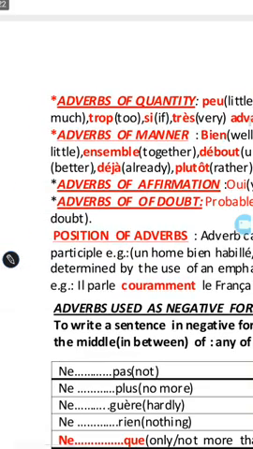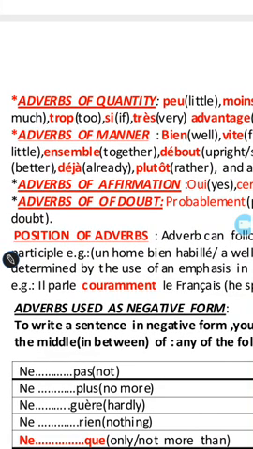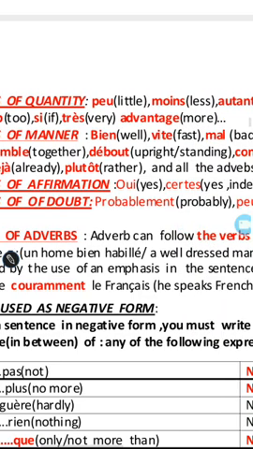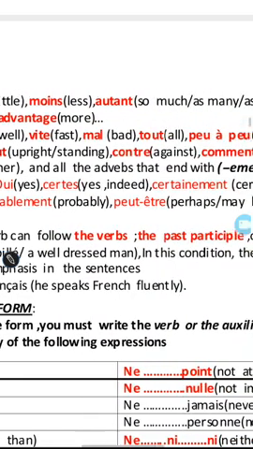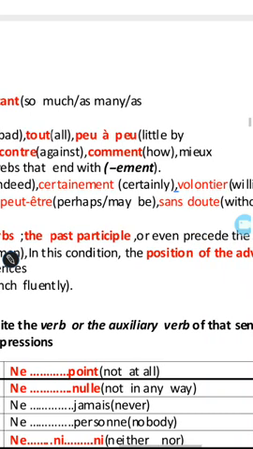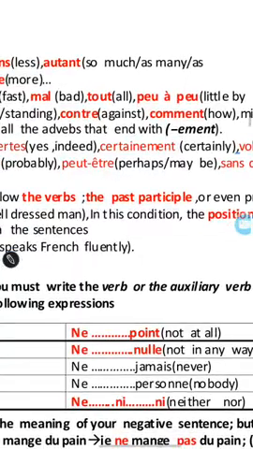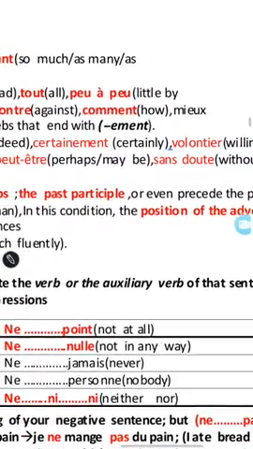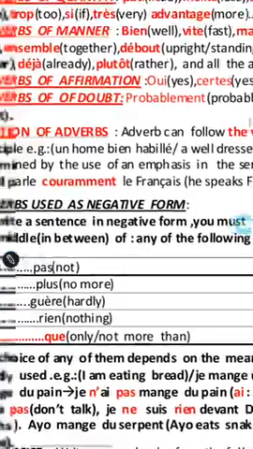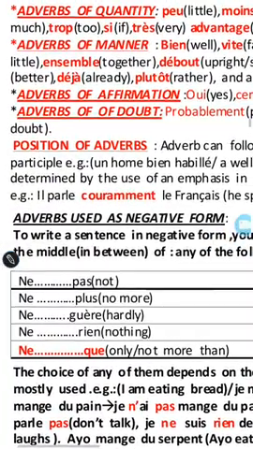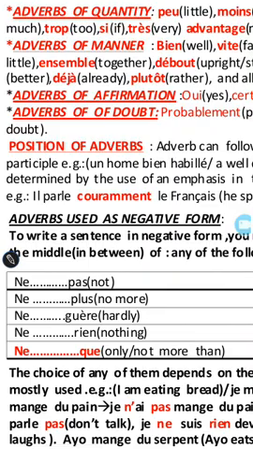Ne guère, hardly; ne rien, nothing; ne que, only, or not more than; ne point, not at all; ne nul, not in any way; ne jamais, never; ne personne. Wherever they put the dots, the verb or the auxiliary verb must be there. I will show an example now. Ne... ni... ni, neither nor.